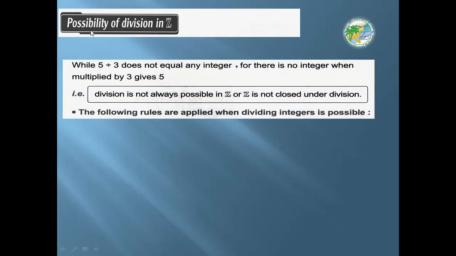Regarding the possibility of division, 5 divided by 3 doesn't equal an integer number, because an integer number must be a whole number, positive or negative, but here it will be a decimal number. So there is no integer which, when multiplied by 3, gives 5; we don't have a number multiplied by 3 equal to 5. Division is not always possible in Z. Okay, the following rules are applied when dividing integers is possible.